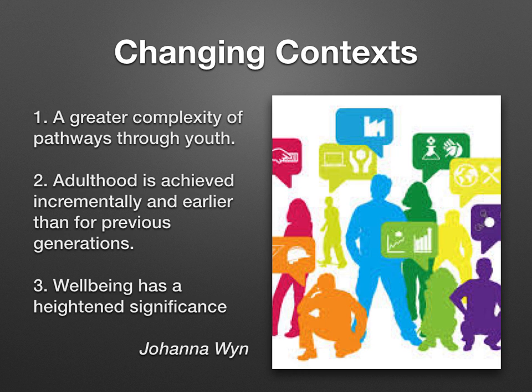We want to move now and look at the contexts of young people, and particularly the changing context, and we're looking a bit at the work of Johanna Wynne, who's an academic in this field. So she's saying that there are three main changing contexts. One is a greater complexity of pathways through youth. The second is adulthood is achieved incrementally and earlier than previous generations. And the third is about well-being.